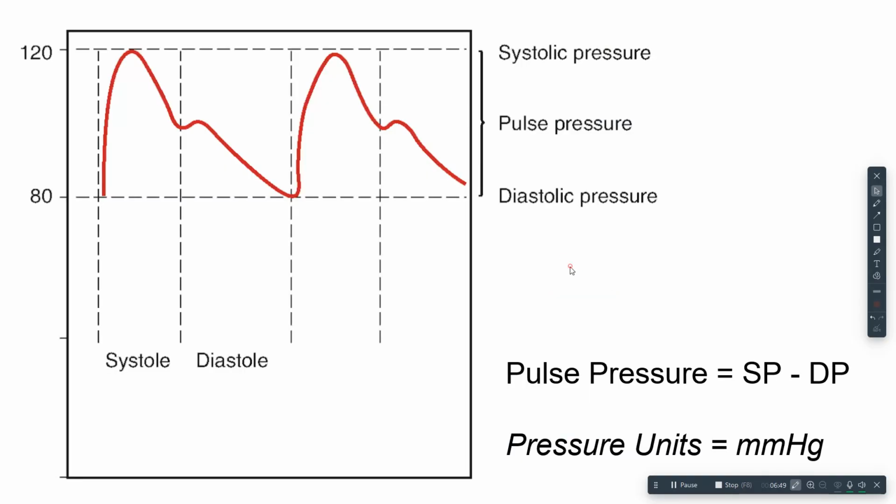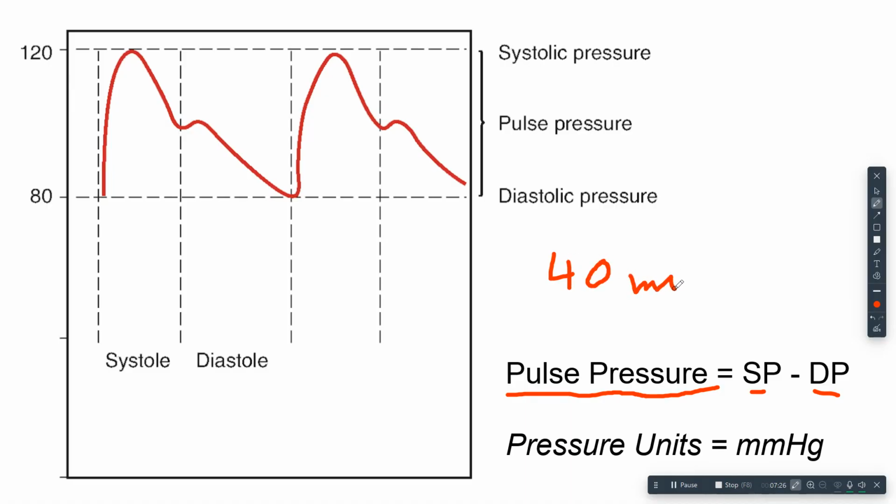All right, once we've figured out blood pressure, and we got the high value, which is systolic, and the low value, which is diastolic, we can figure out something called pulse pressure. Pulse pressure is how strong the pulse is. Pulse pressure is your systolic blood pressure minus your diastolic blood pressure. So in this case, the high value, the systolic, is 120. The low value, the diastolic, is 80. 120 minus 80 would give me an answer of 40.